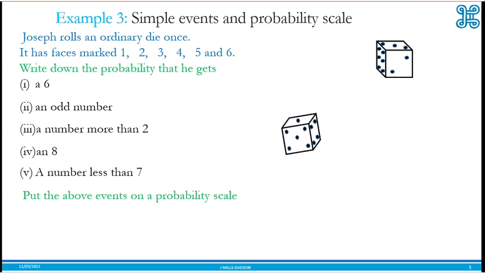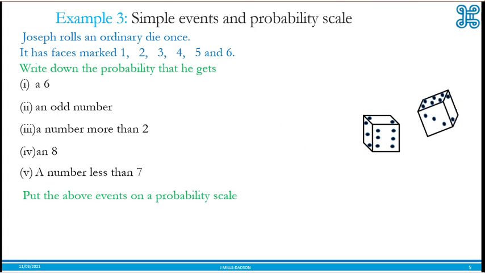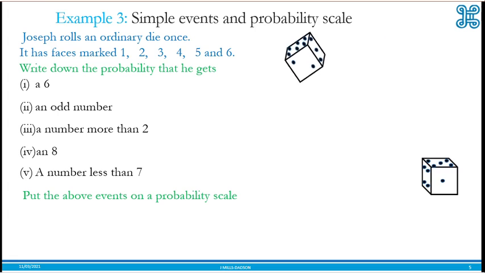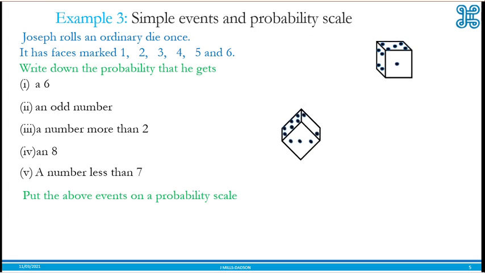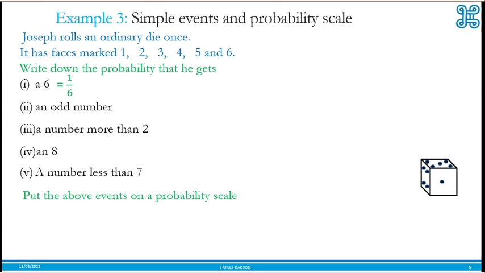Now let's look at rolling a die. Chance of getting a 6 on a die. There's only one face with a 6, so that will be 1 out of 6. An odd number, we have 1, 3, and 5. 3 odd numbers, so that will be 3 out of 6.